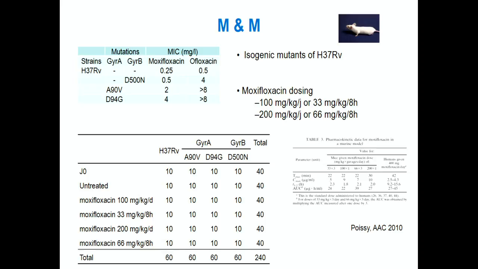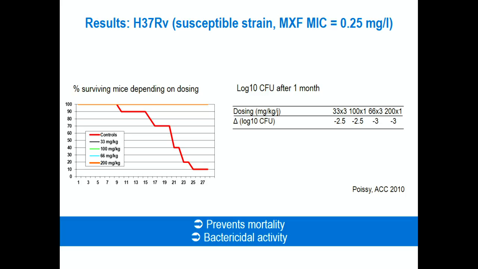And so we treated the mice for 1 month, and then we sacrificed them at the end of the month to do the CFUs. So I will show you the results for each of these mutants. And so it will be done this way. So this is the parent susceptible strain. So MOXI MIC 0.25 milligrams per liter. Here on the left, you have the survival rate. So that's after 1 month of treatment. So all the untreated mice died, almost all, and all the treated mice survived. So that's what you expect when you treat a susceptible strain.